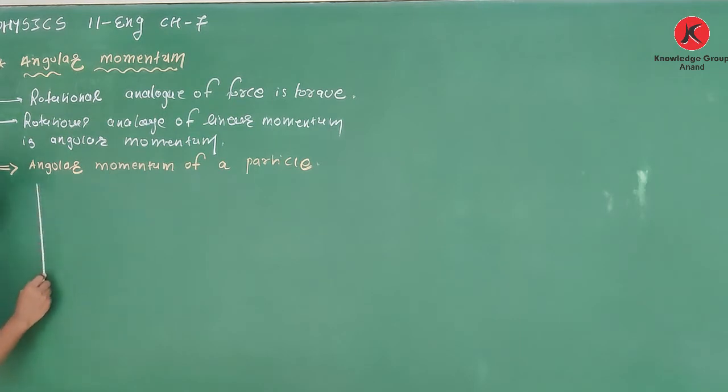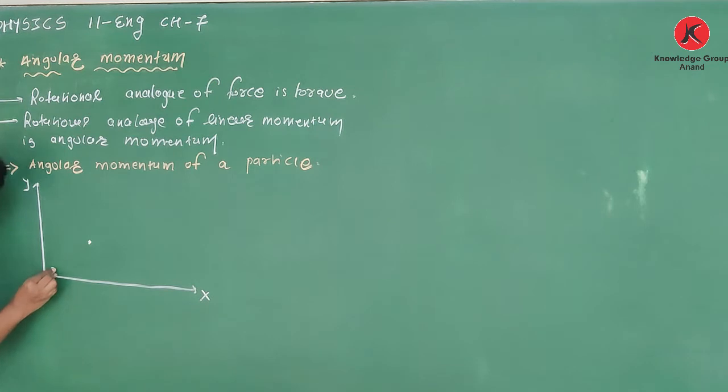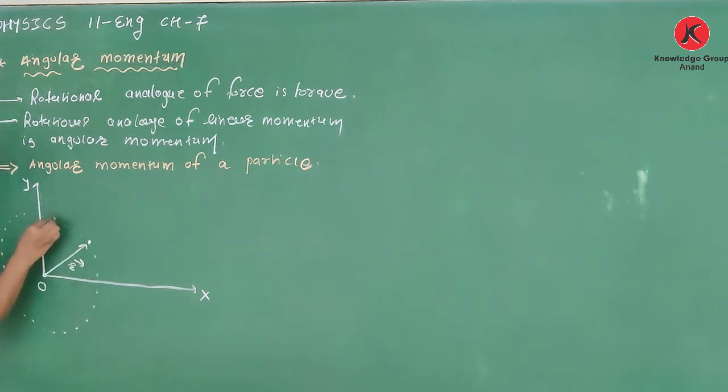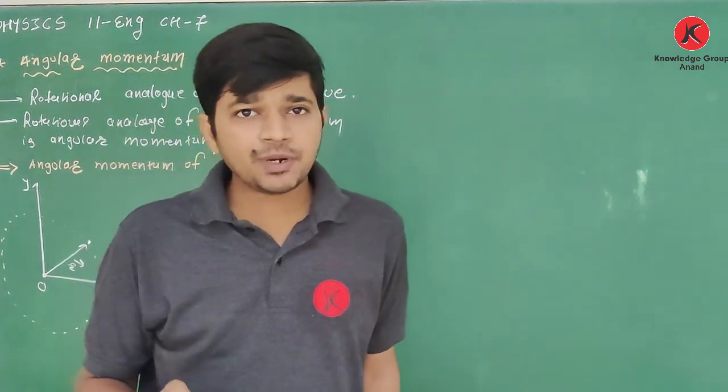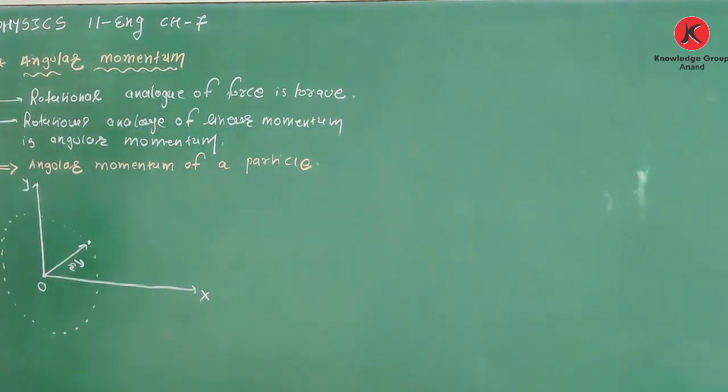For example, take the x-axis, y-axis, and origin, with the z-axis perpendicular to them, coming outside. Suppose I have one particle here. With respect to point O, its position vector is R. If it is performing circular motion about the z-axis, then whenever an object performs rotational motion, each and every particle performs circular motion. So this particle is performing circular motion in this direction.